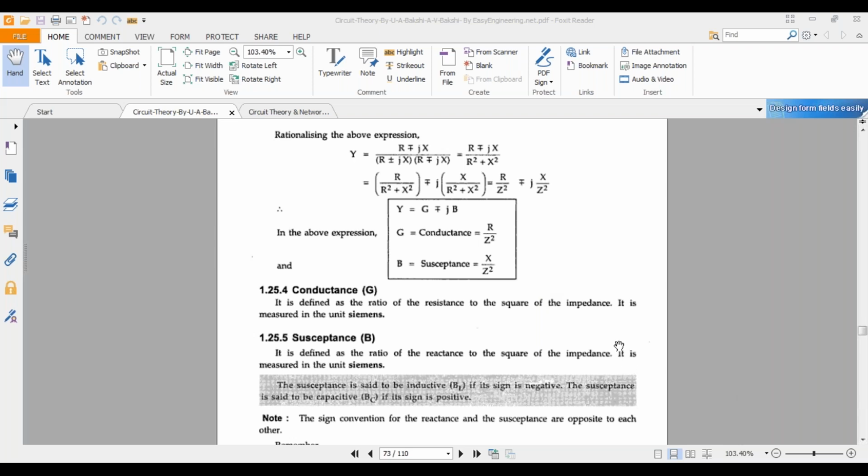Okay, now we'll see some of the fundamental definitions here. That is, resistance is the opposition offered to the flow of current.